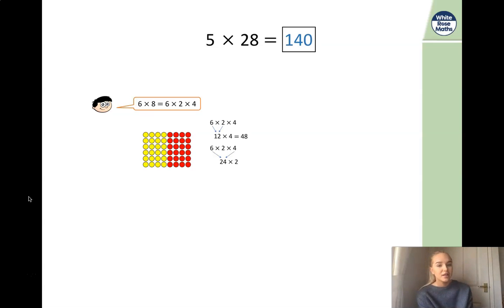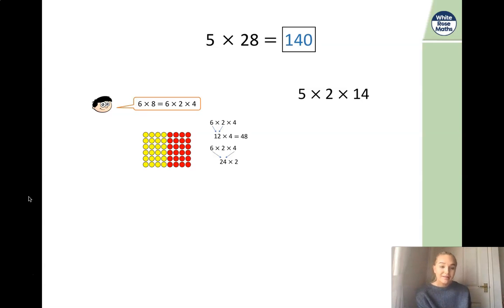The second way is looking at the factor pairs. Now, if we wanted to look at the factor pairs of 28, can you give me some examples of the factor pairs of 28, please? Just tell the screen and call them out when you're ready, please. Off you go. Well done. I can hear lots of you saying maybe you could look at the factor pairs of 28 being 2 and 14. So that is an example of one factor pair.